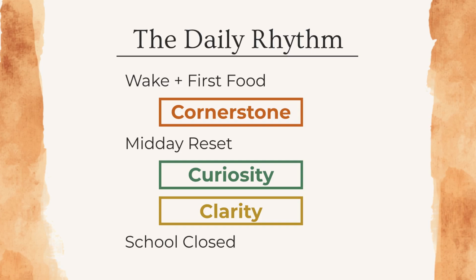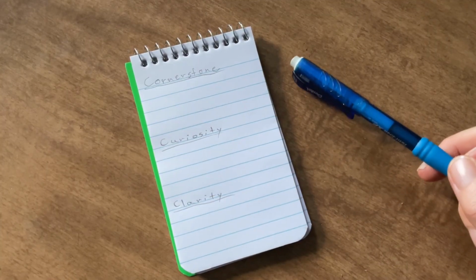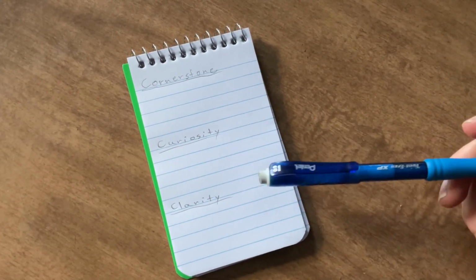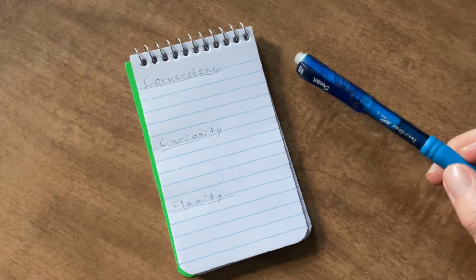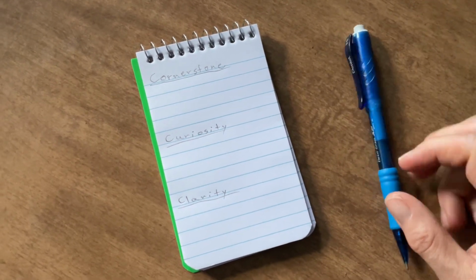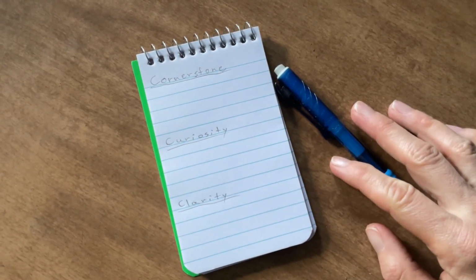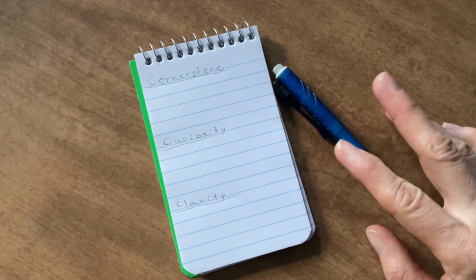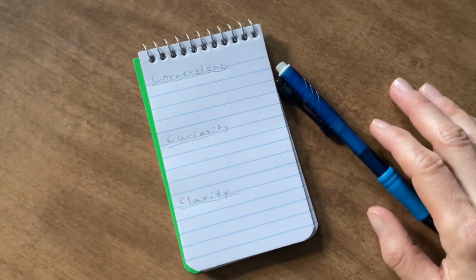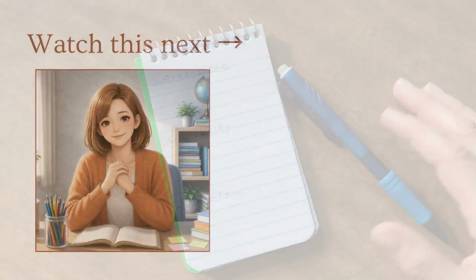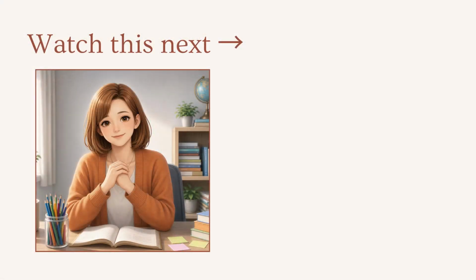Now that you can see what a rhythm-based day looks like, the next question most parents have is, how do I actually build my own version? How do I take these 3 blocks and adapt them to my specific mornings, my curriculum, and my child? That's exactly what the next video covers. It's called How to Build a Flexible Homeschool Day, and it's the step-by-step version of building what you just saw. That's on your screen right now.